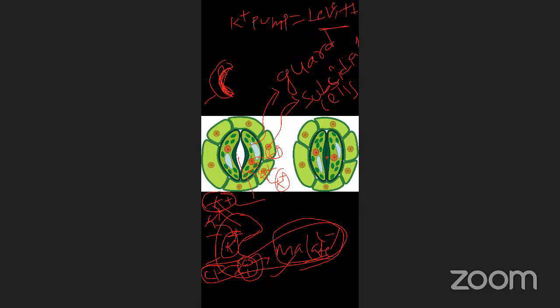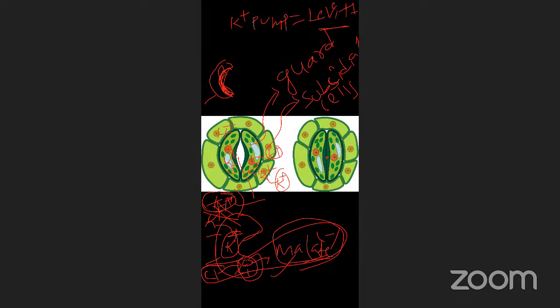Right. Now see the diagram on the screen. First, the subsidiary cell. What is present in the subsidiary cell? Only H plus. In the guard cell, K plus, Cl minus, malate. In the guard cell, malate minus, Cl minus.